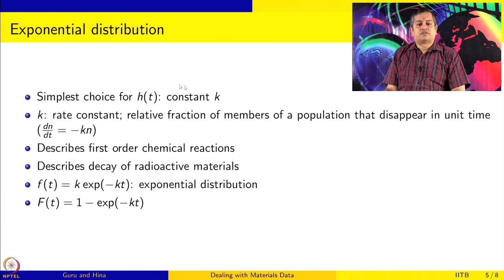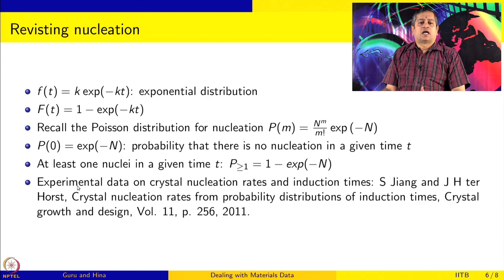This kind of description is for first order chemical reactions and radioactive decay of materials. All of these follow dn by dt equals minus kn, which means that they will be described by the so called exponential distribution, f of t equals k exponential minus kt, and capital F of t is 1 minus exponential minus kt. So, this is the exponential distribution, and you can also go back to the nucleation problem that we looked at.